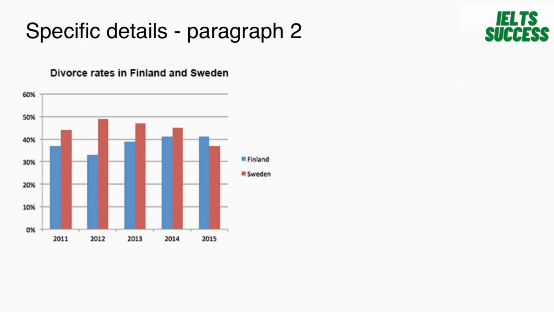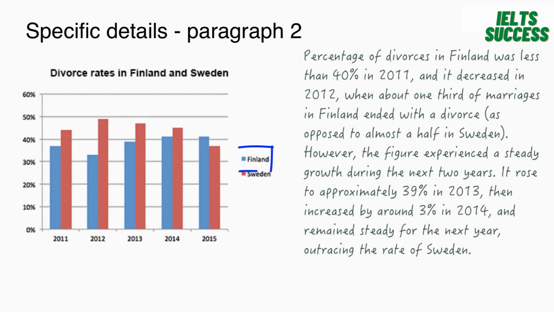And now we move on to the second paragraph with Finland's specific features. And here is how I wrote it. Percentage of divorces in Finland was less than 40% in 2011, and it decreased in 2012, when about one-third of marriages in Finland ended with a divorce, as opposed to almost a half in Sweden.